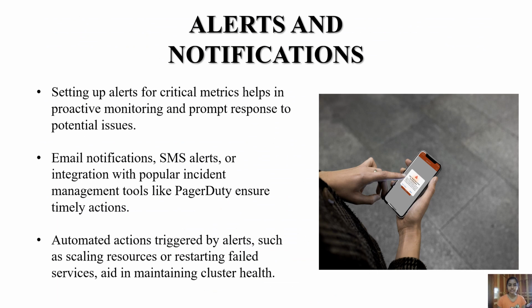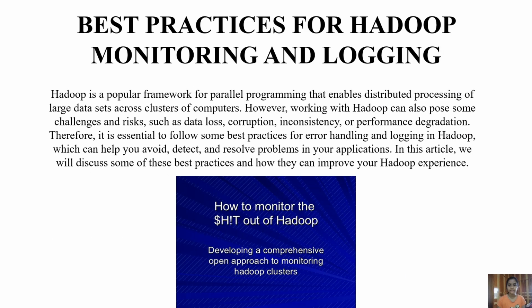Alerts and notifications. Setting up alerts for critical metrics helps in proactive monitoring and prompt response to potential issues. Email notifications, SMS alerts, or integration with popular incident management tools like PagerDuty ensure timely action. Automated actions triggered by the alert, such as scaling resources or restarting failed services, aid in maintaining cluster health.